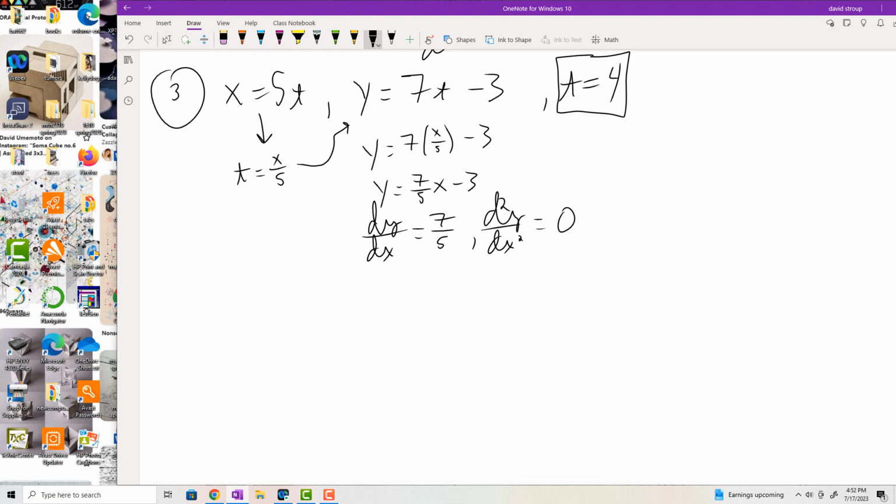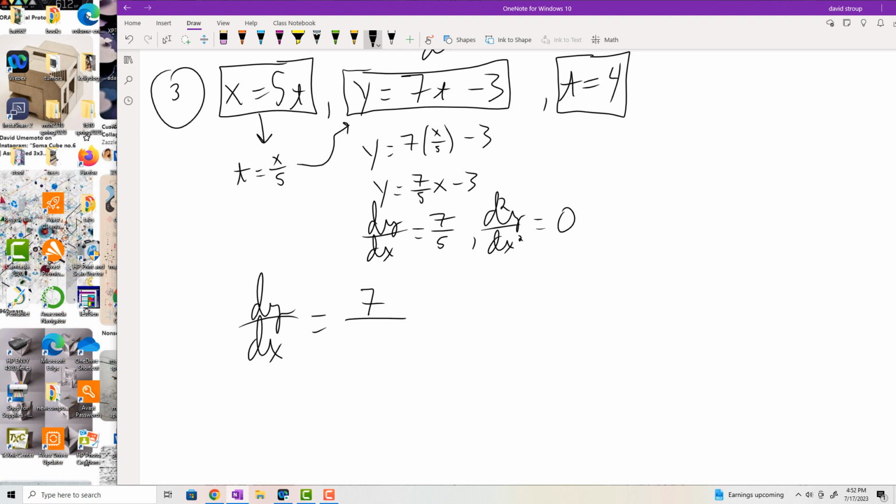So anyways, let's use now the formulas, right? So dy over dx is going to be the derivative of y with respect to t. So the derivative of 7t minus 3 is just 7, divided by the derivative of x with respect to t, and that's just 5, right? And of course, we get what we expected to get just using plain old Calc 1. Let's go to the second derivative.